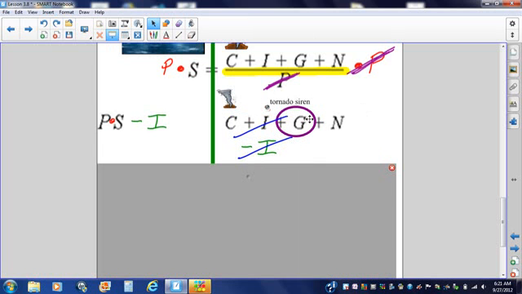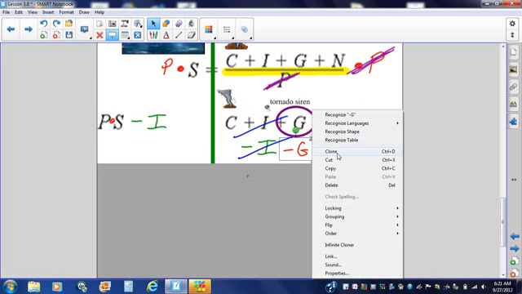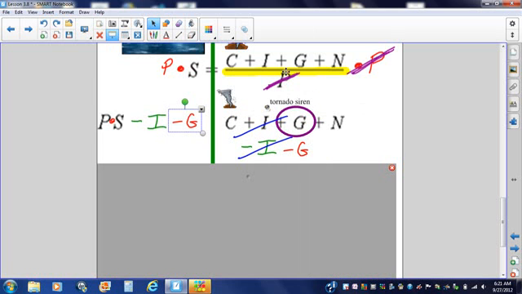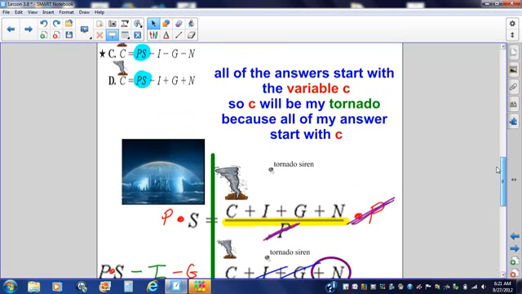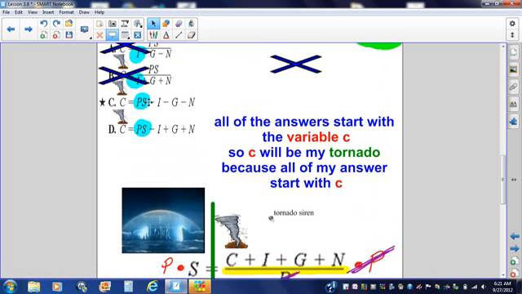Now, I still need to get G away from the tornado. When I go across that line, I'm going to do the opposite of what the game makers tell me to do. They're telling me to add. Very good, young grasshopper. You are going to subtract G. Whatever you do to one side, you're going to do to the other. So I'm going to put minus G over here. These are going to cancel. Minus G, good so far.